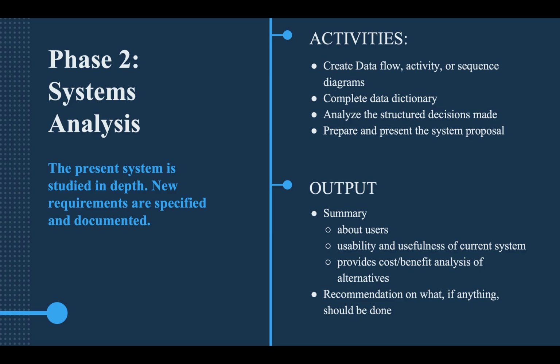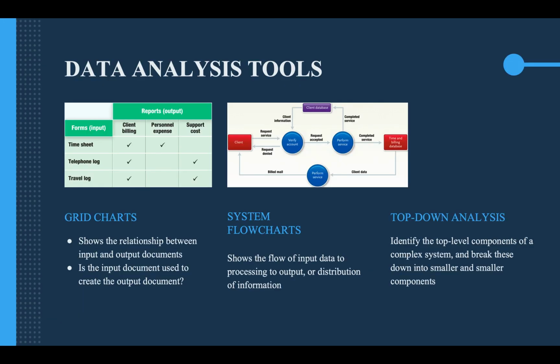So we will not get into the specifics of what a data flow diagram is, what a data dictionary is. Save that for your junior year when you actually are making a system for your client. The output for this phase is a summary about your analysis, including the diagrams and recommendation on what should be done. Here are some examples of system analysis tools. So you have your grid charts, system flow charts, top-down analysis. These are just examples that are being used when analyzing a system.